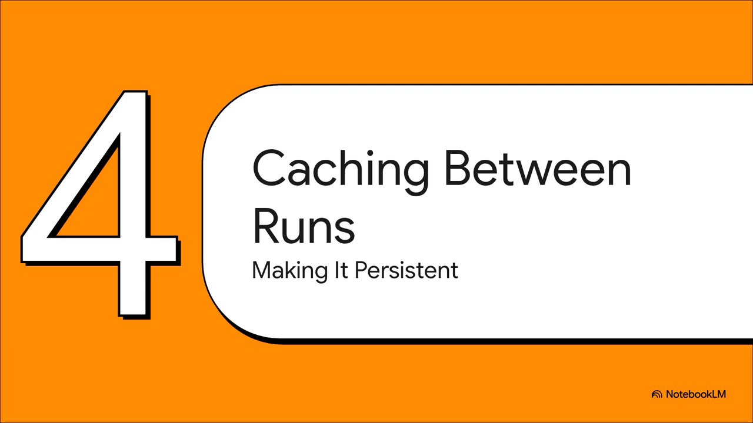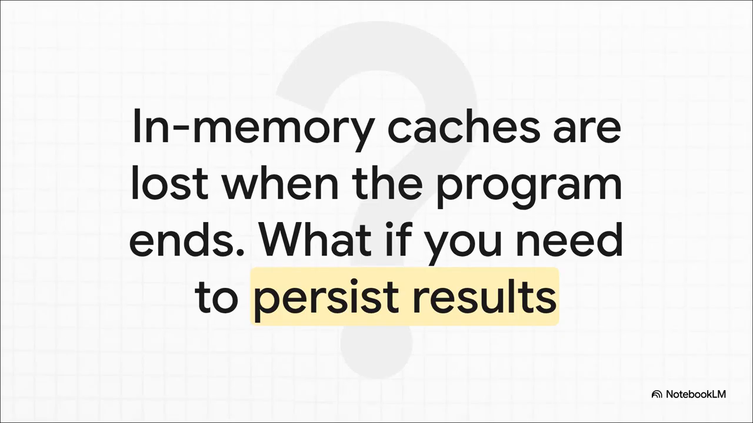So we've totally mastered in-memory caching. It's amazing. Right up until our program stops running. Then what? Well, that brings us to a really critical real-world problem. How to cache between program runs and make our results stick around. Yeah, this is a super important and practical question for any developer.